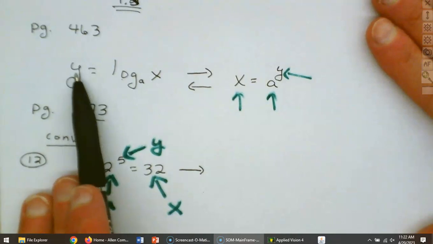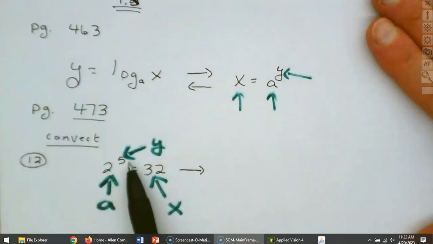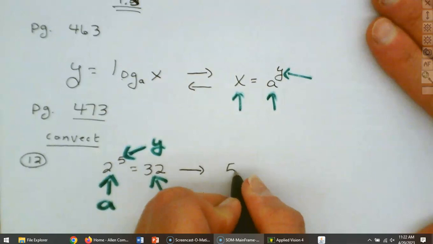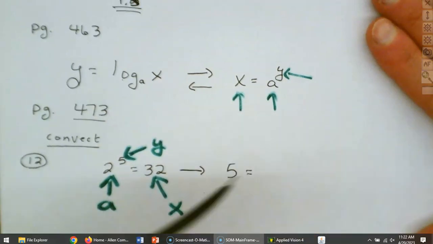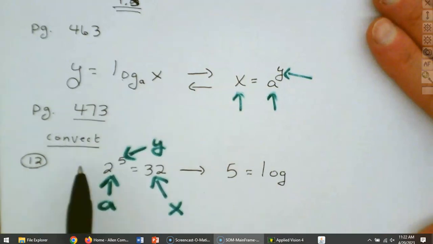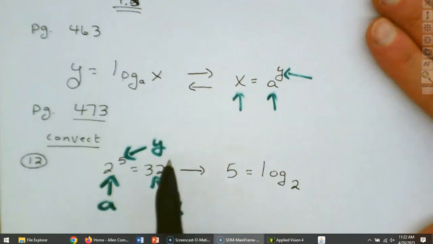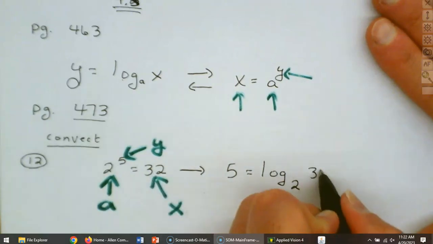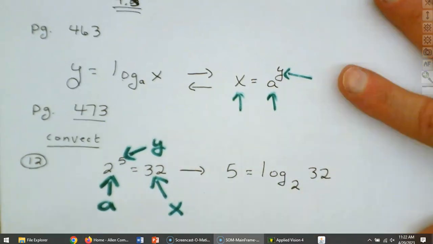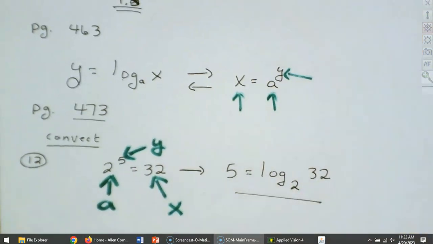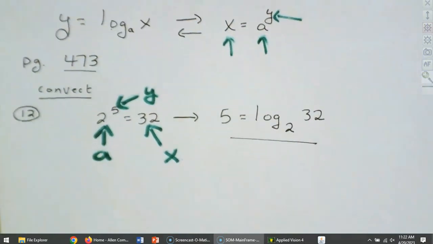Okay. Logarithm is y, which y is that 5. So 5 equals log, and this is said log base, in this case a. Ours is going to be a different base. Ours is log base 2 of x, which is now our 32. So I converted it from an exponential to a logarithm. See how I labeled the pieces? Okay, let's do another one.